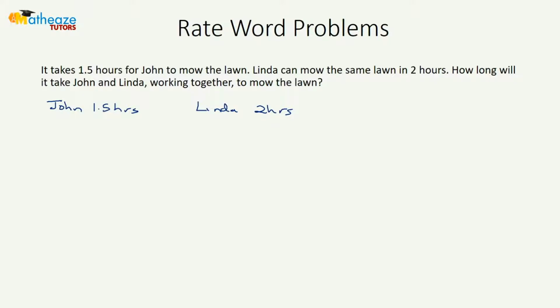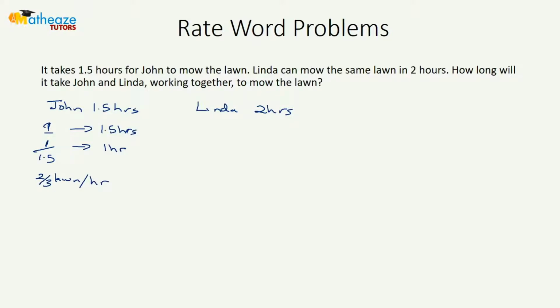So how much of it can John do in 1 hour? For John, the whole lawn, so let's do this. One lawn takes 1.5 hours. So we want to find out how much of it he can do in 1 hour. So we're going to have 1 over 1.5 of the lawn. This is the fraction of the work he can do in an hour. So this is going to give us 2/3 of a lawn per hour.